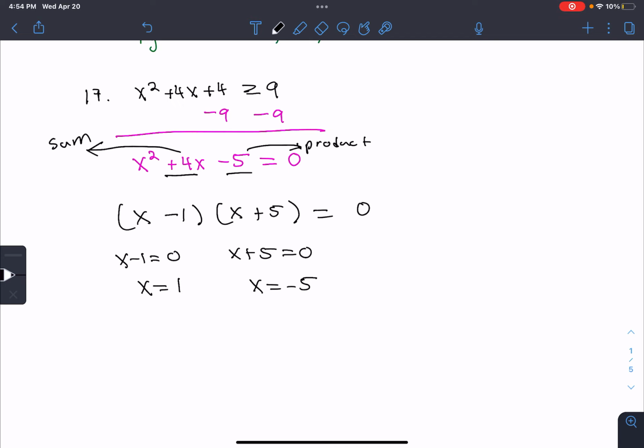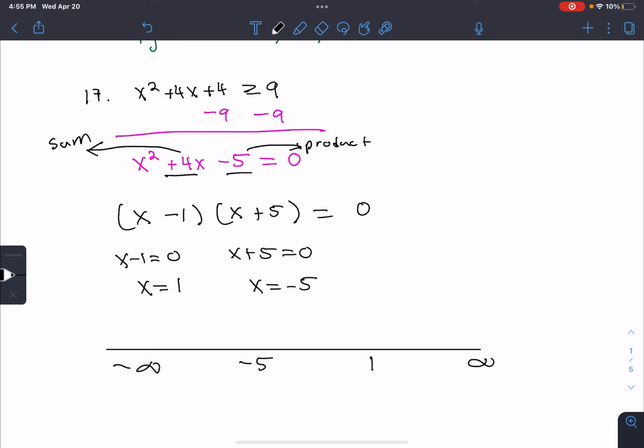So these two values are actually where our function intersects 9. When our graph intersects the number 9, that means our graph changes behavior. So that's why we make a number line. We're going to write -infinity to -5, 1, and infinity.